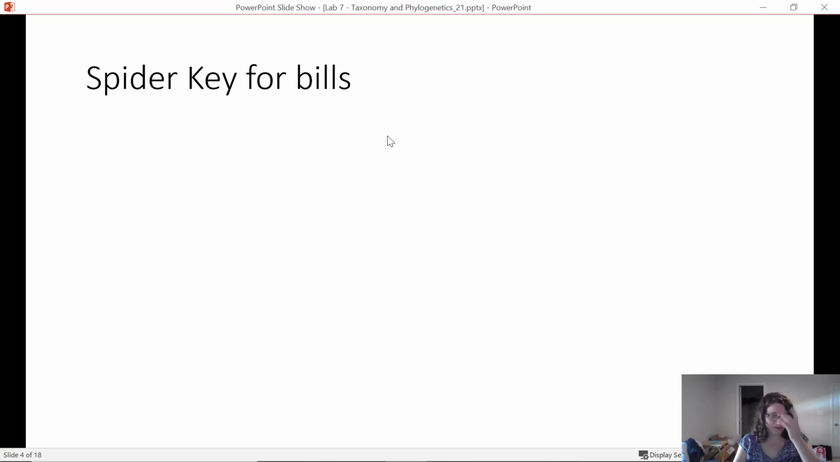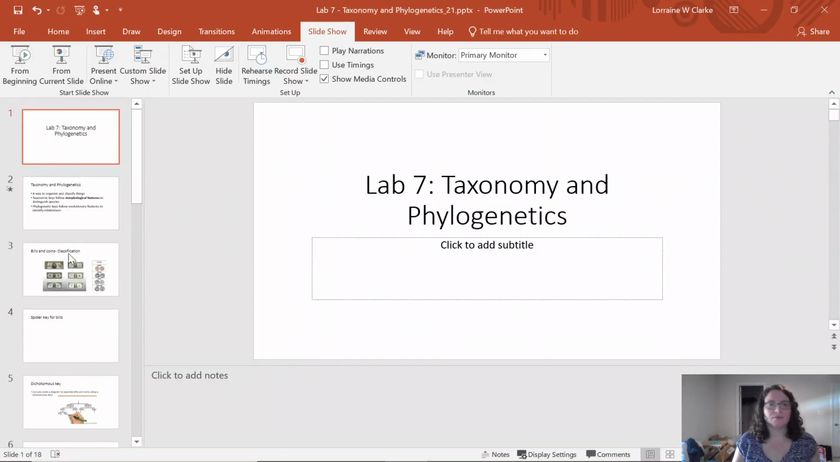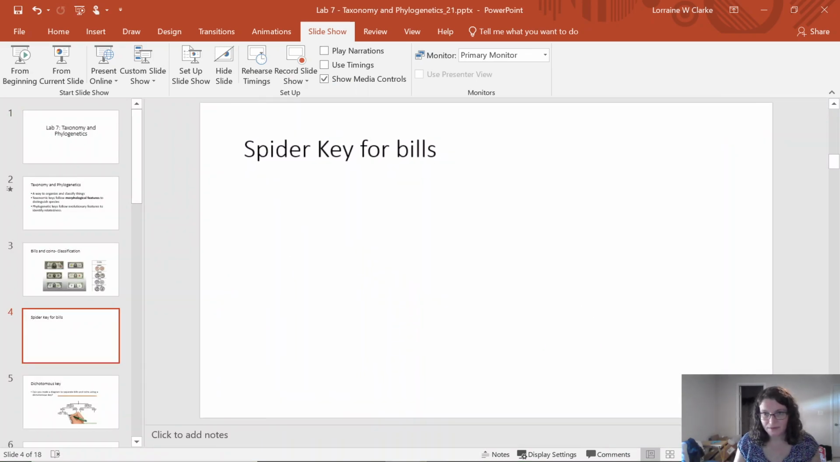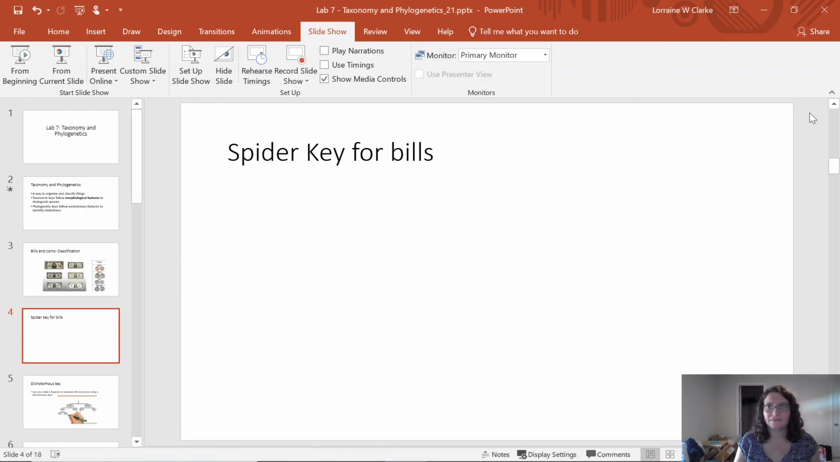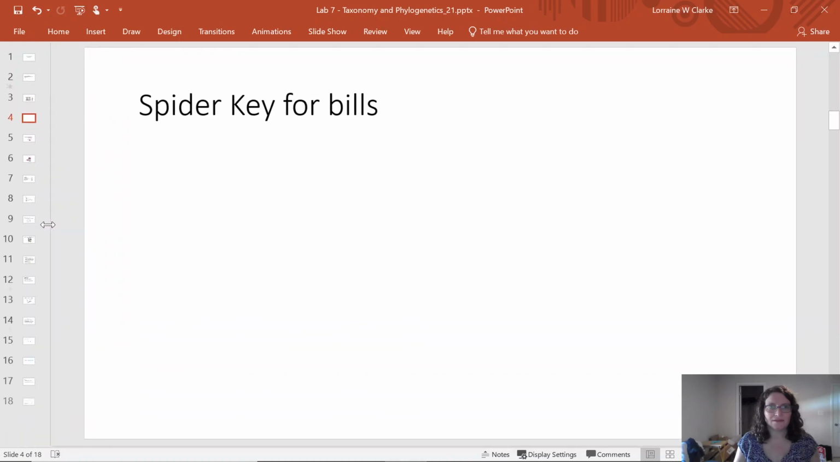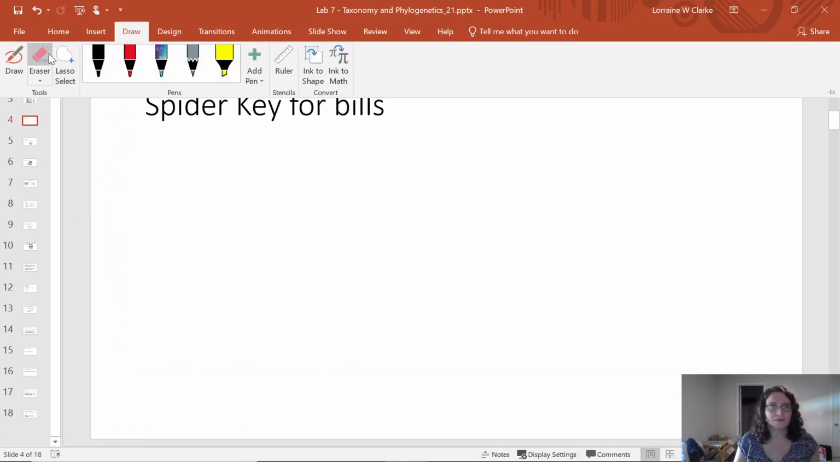So I'm gonna actually do this spider key for you here, as long as I can find one of my writing utensils. Hold on, I just had the writing utensils. Okay, so let me escape out of here, and we're gonna go here. Okay, so I'm gonna build this out right now for you. Let's make this as big as I can. Okay. Go ahead and draw.